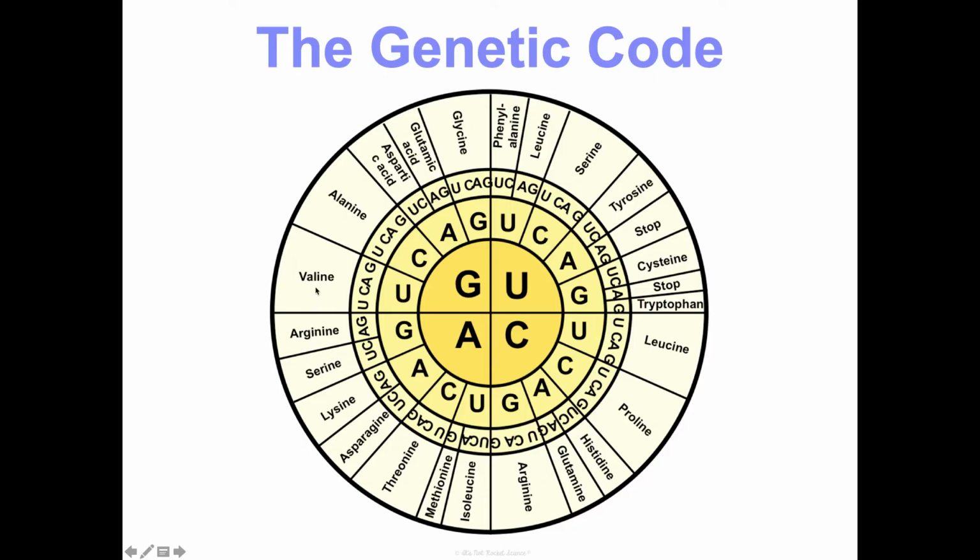So on the outside here, we have all 20 amino acids. And this is how we determine which amino acid is made into the polypeptide chain. So you always read from the inside out. So let's look up CAC. So starting the inside, C, and then A, and then C. That would code for histidine. Okay, so this will be given to you. This is the genetic code, and we'll refer to that.